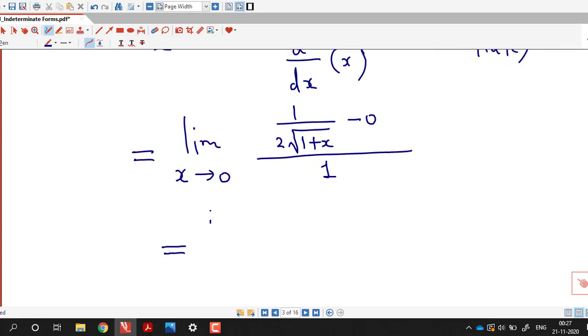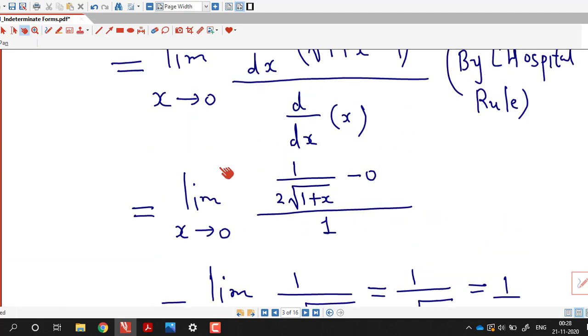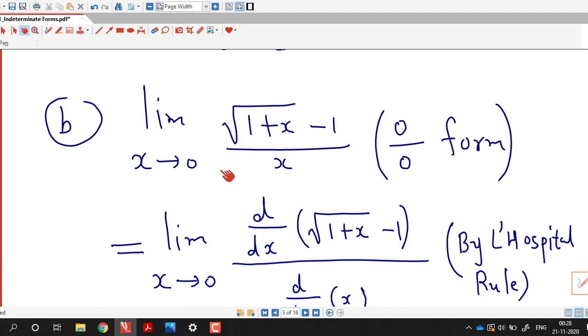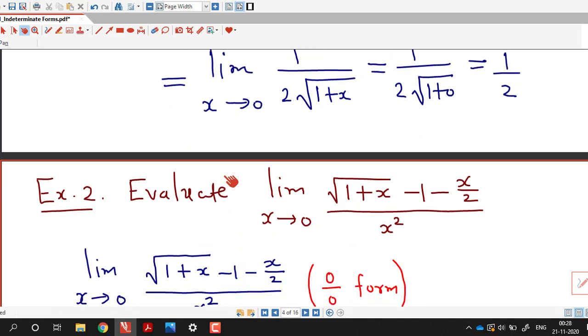Now you can see if we rewrite this, it is the limit as x approaches 0 of 1 over 2 times square root of 1 plus x. Now we substitute x equal to 0 and we obtain 1 plus 0, that is square root of 1, which is 1, so the answer is 1 by 2. So in this way it is easy to evaluate limits using L'Hospital rule, provided our functions are differentiable.